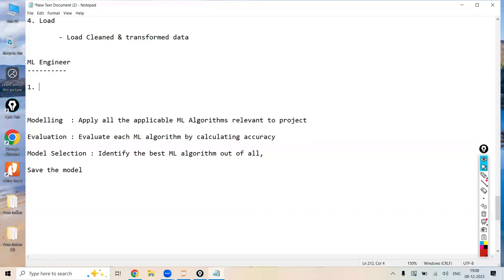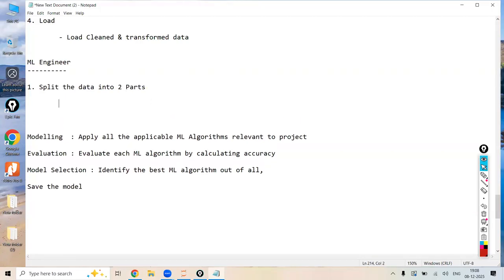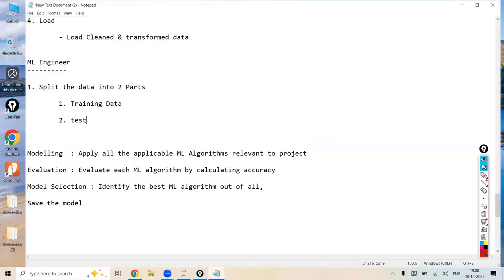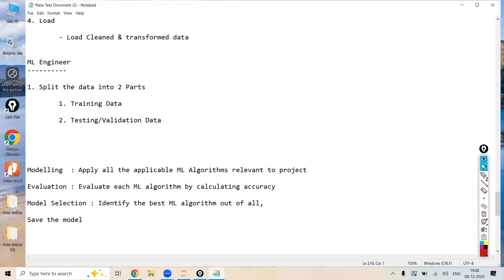Step 1. In ML, what we have to do is split the data into two parts. The first part we call the training set, the training data. The second one we call the testing or validation data. Whatever data you have, split it into two parts. After splitting the data into two parts, now take the train data.